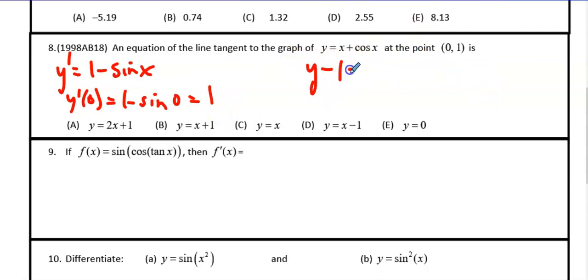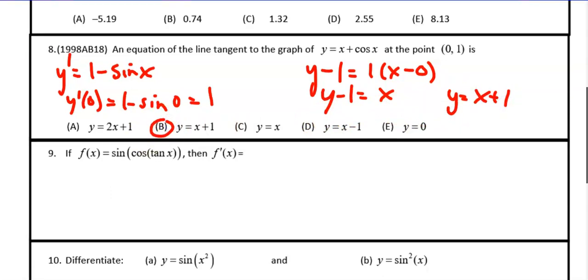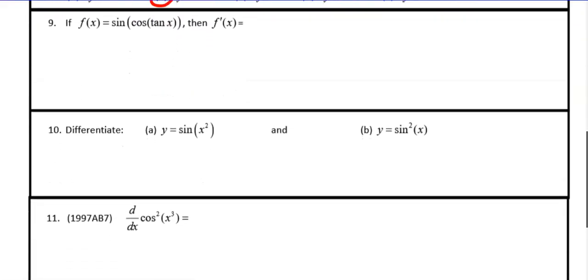So I got y minus 1 is equal to 1 times x minus 0. So y minus 1 equals x minus 0. So I get the function y equals x plus 1, which again is B. And that was way too simple, but it is what it is.